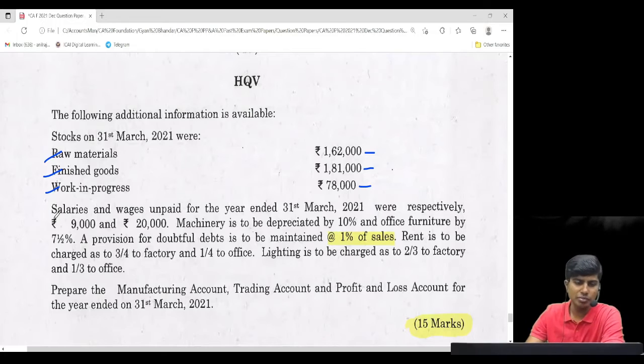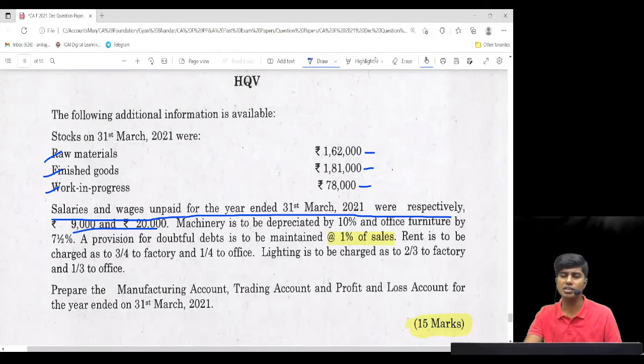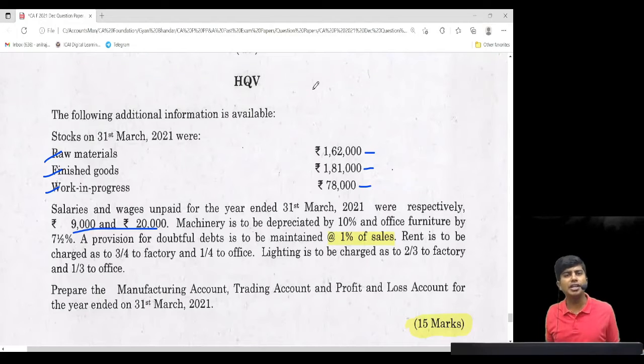What do you have after that? Salary and wages unpaid for the year ended 31st March 2021 were respectively 9 and 20. 9 and 20 is outstanding salaries and wages. Okay, it's a liability. We'll write it in balance sheet liability side. It is expense not recorded. We'll increase our expense of salaries and wages. Shall we do that?